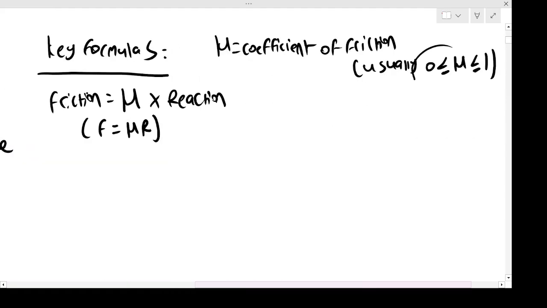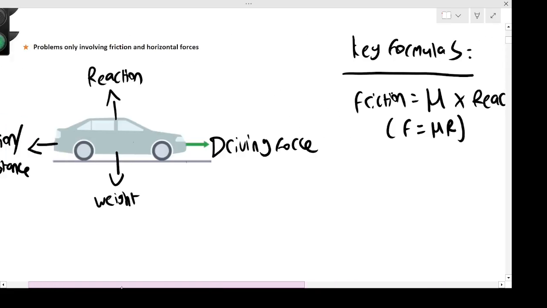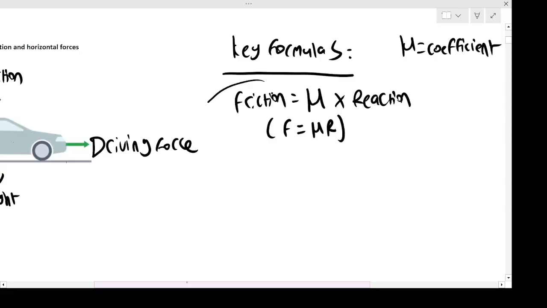If mu is closer to 0, that means it's very slippery, so there's barely any friction. But if mu is closer to 1, then that tells me it's very sticky. The car will stick to the road, a lot of friction. So you can imagine if it's 0, it's going to be icy, very slippy, but if it's 1, it's going to be hot and sticky. So that's a formula we can use to link the friction to the reaction.